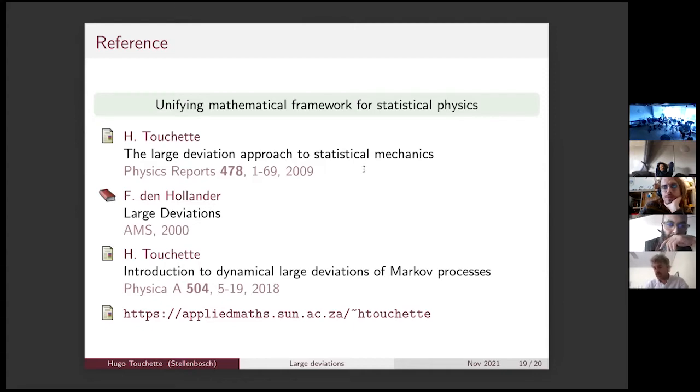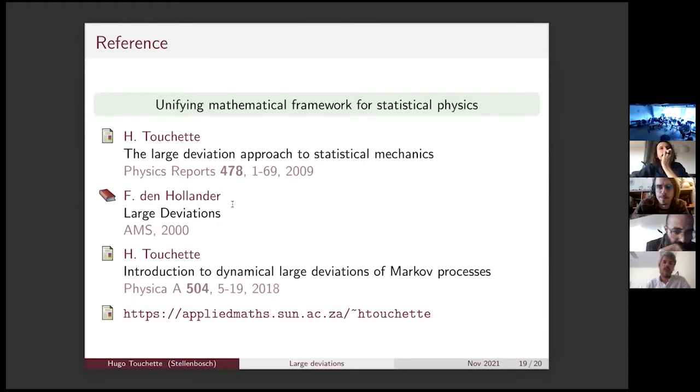For instance, if you want to know about that connection between entropy and rate function, then it's explained there. It also explains the difficulty of getting rate functions or large deviations for equilibrium systems, and compares this with the difficulty of calculating free energy functions.